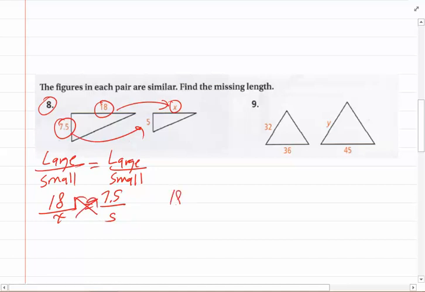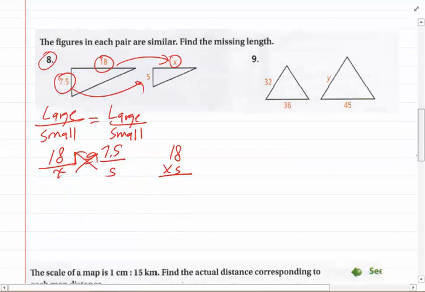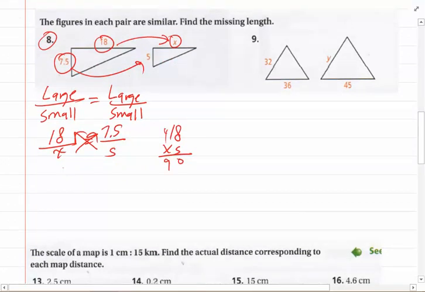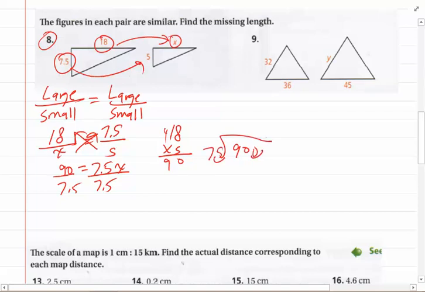18 times 5, okay, it is going to be 90 equals 7.5x. If you divide both sides by 7.5, you do 90 divided by 7.5. Move on over. 75 goes into 90 once, and you get 15 and 150. So x equals 12, or up here this would be 12.